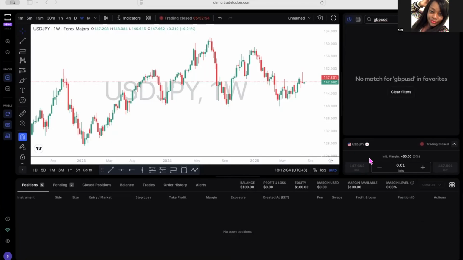I have an unregulated broker, which is KOT4X. I've been using them since I started trading. And then I have a regulated broker, which is Oanda, and the platform that I trade on is TradingView.